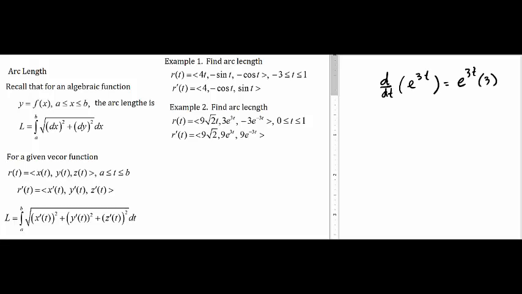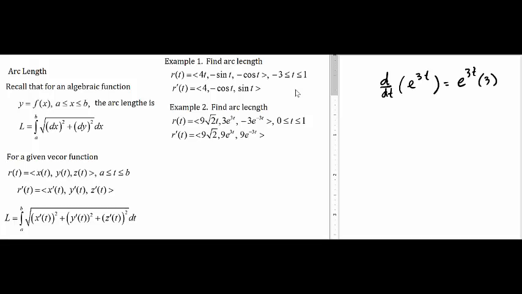If you have forgotten how to take the derivative of e to the 3t, you can see on the side. The derivative of e to the 3t is e to the 3t, and the derivative of the exponent gives me another 3. So that's why 3 e to the 3t multiplied by this 3 makes it 9. Same way we get this one.